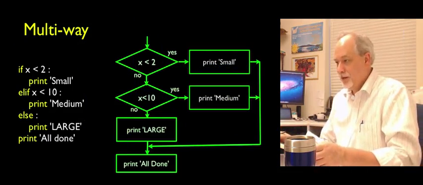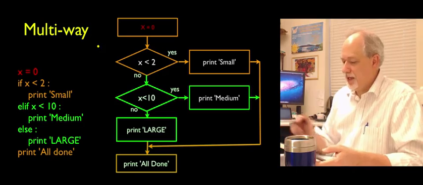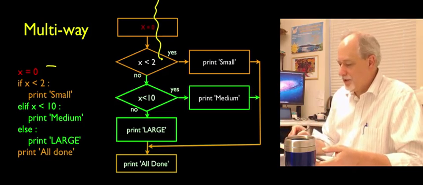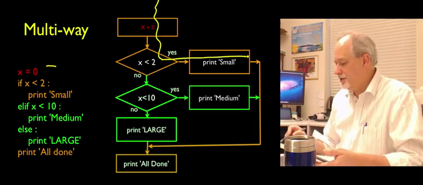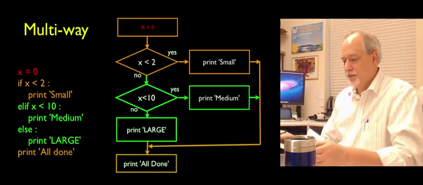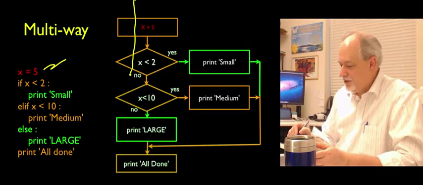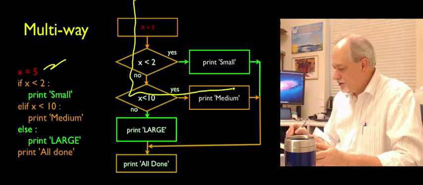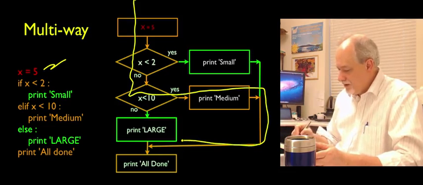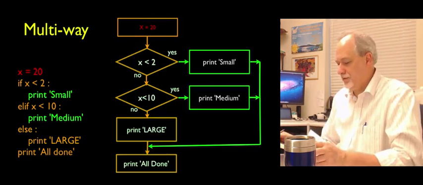Okay? So here's an example of our multi-way if. If we say x equals 0, is it less than 2? Yes, it is. So we run print small, and then we flush out the bottom. If we switch x to 5, is it less than 2? No, it is not. Is it less than 10? Well, 5 is less than 10, so the answer is yes. So we print medium, then we flush out the bottom. One and only one is going to execute.